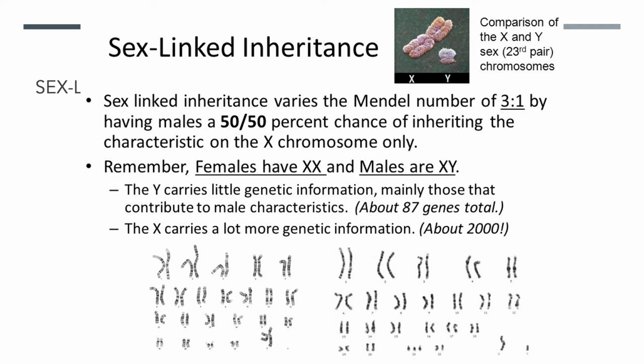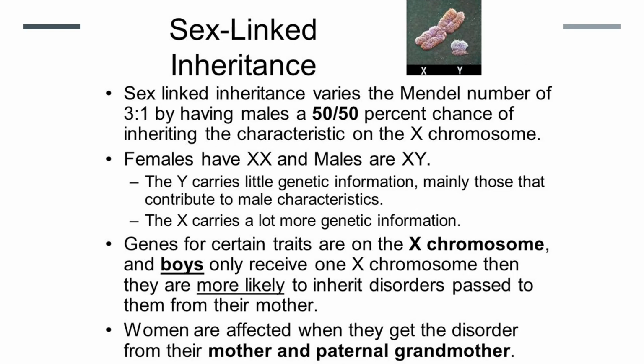So the Y carries little genetic information, mainly those that contribute to male characteristics, but the X carries a lot more genetic information. So if males are carriers to a specific sex-linked inheritance, it'll be on that X chromosome of their XY pair. Genes for certain traits are on the X chromosome, and males only receive one X chromosome, and then they are more likely to inherit disorders passed from their mother. Women are affected when they get the disorder from both the maternal and paternal grandmother.